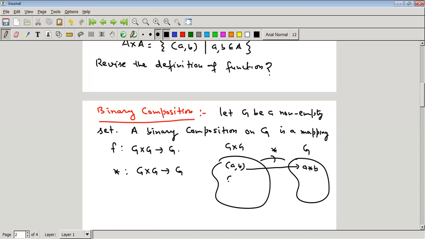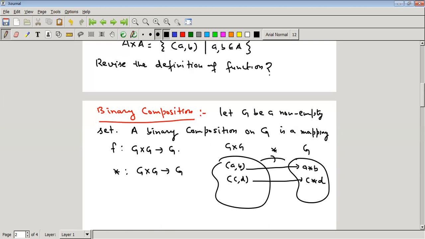Right? So if we take C comma D, then the output we get is C star D. Now this star may depend upon under which operation we are working. We can take star to be addition, multiplication, subtraction, division, or any other. So the element of G cross G is in the form of an ordered pair.